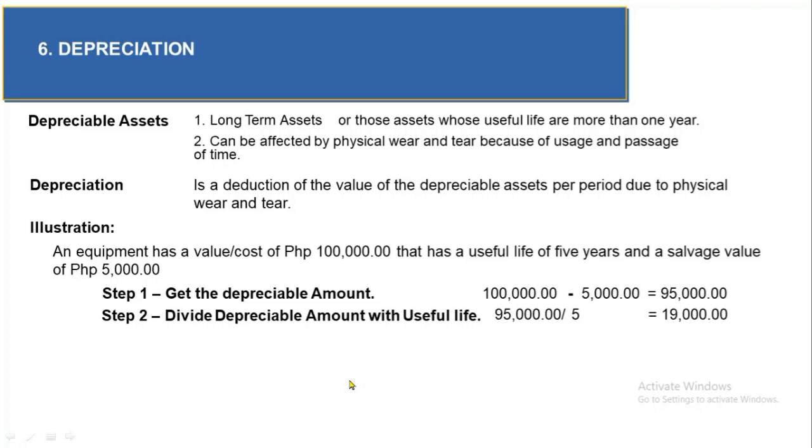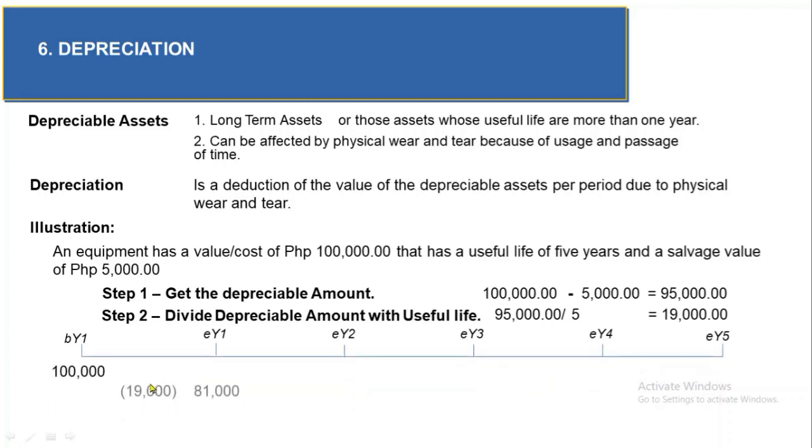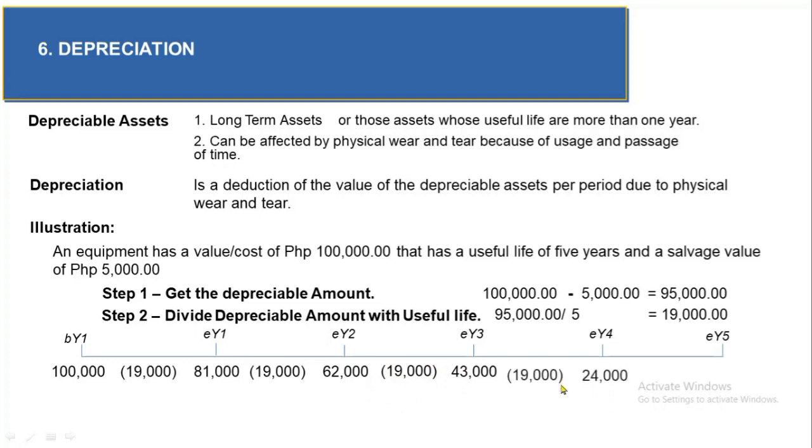To understand it further, let's have a timeline analysis of value and depreciation charge per year on the asset. So as you can see, you start with 100,000 and then minus 19,000, you have 81,000, and then another 19,000 is deducted, so we have 62,000, and at the end of year 3 another 19,000 was deducted, so we have 43,000. Another 19,000 will still be deducted at the end of year 4, so we have 24,000, and lastly the last 19,000 is deducted, so we have still 5,000 value of the equipment even after the useful life of 5 years. So that's it for depreciation.